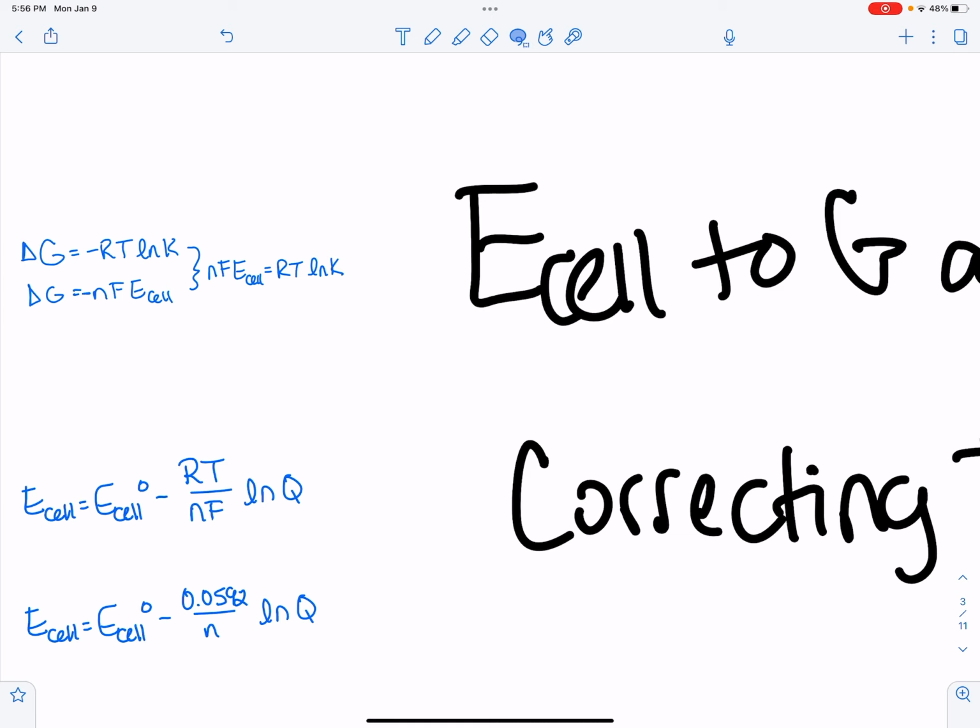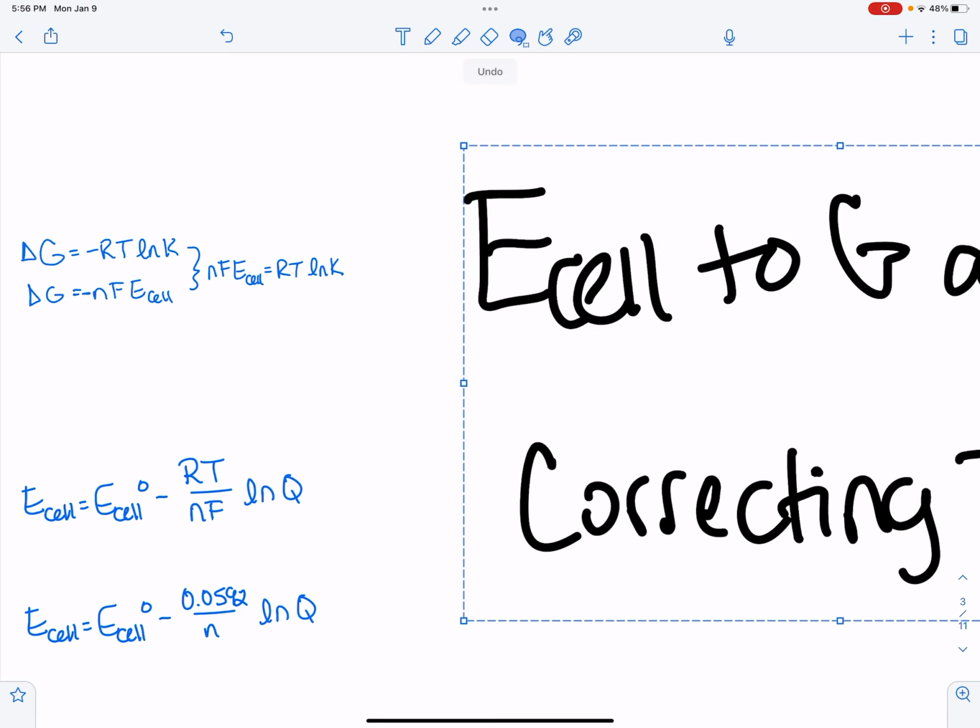Now this next section is kind of like expanding it. So you'll notice there's this portion. If you take this and you divide it by NF, so E cell divided by NF, you kind of get this term anyways. So Q is when something is not at equilibrium. So it's basically like any other point in the battery's life.